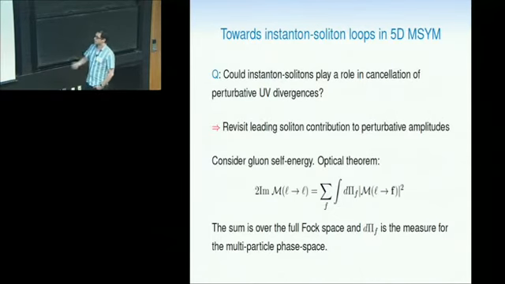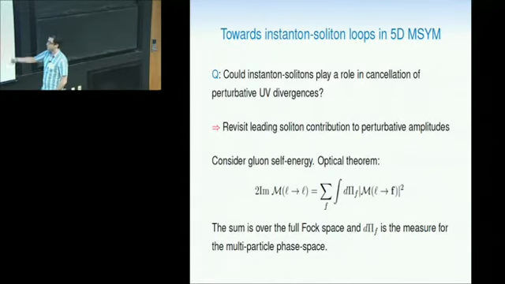So let's set up some formalism here, which I'm going to consider for some generic theory in D dimensions with some gauge field. And then we'll see whether this formalism leads to the expected results for monopoles in 4 dimensions and how that extrapolates to instanton-solitons in 5D. So let's consider the gluon self-energy. This is the amplitude for gluon.